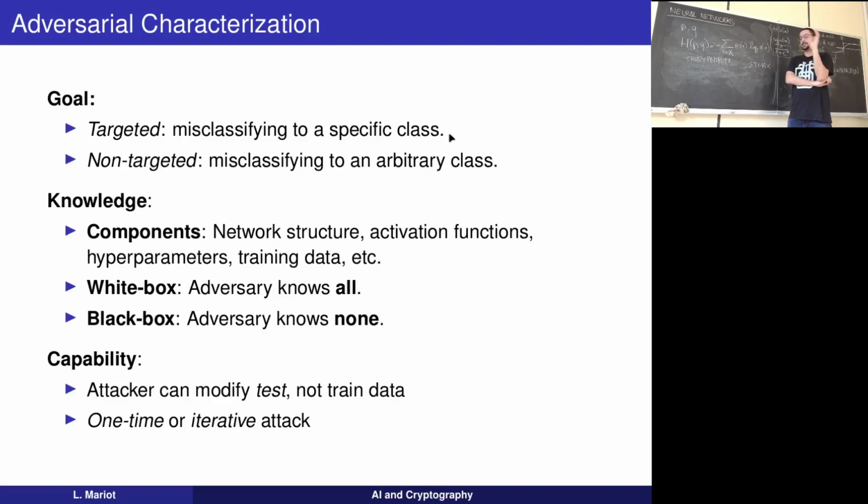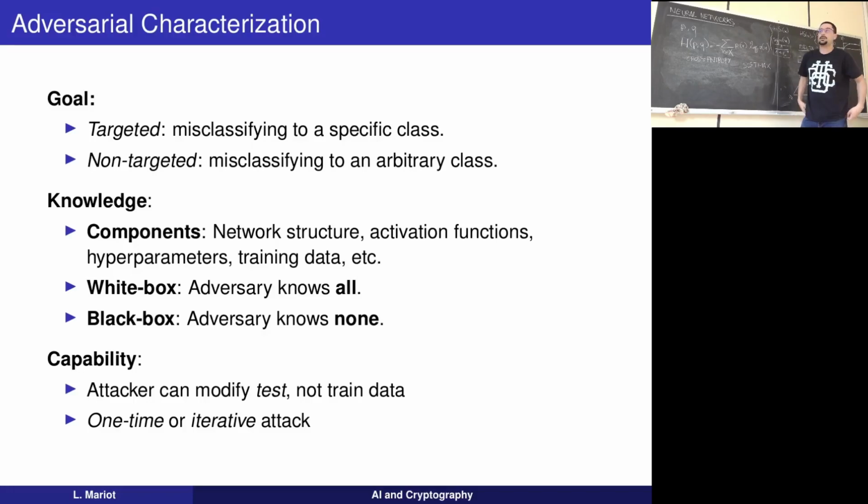For example, I have an image of a panda and I want to classify it as a dog. In the non-targeted goal, instead, we are happy enough if we are able to misclassify the image of the panda as anything other than panda.